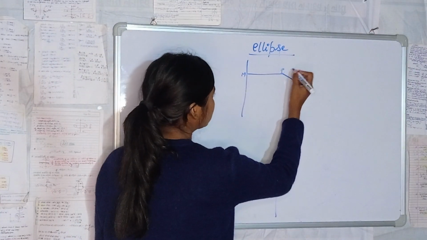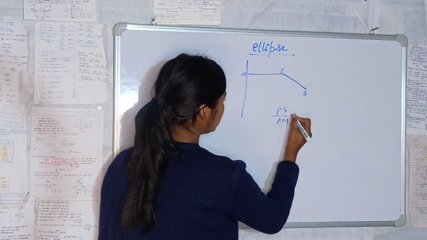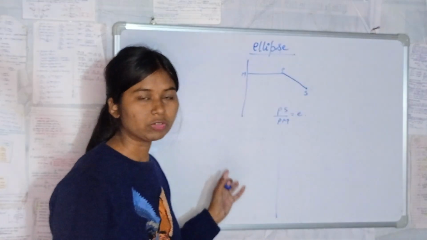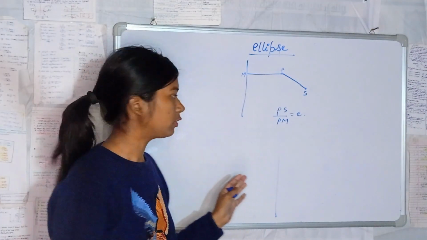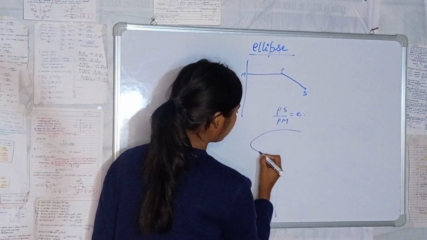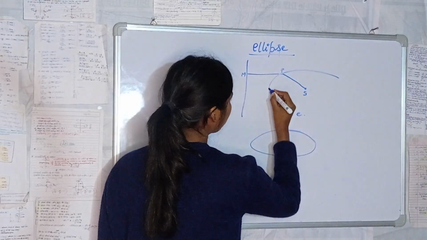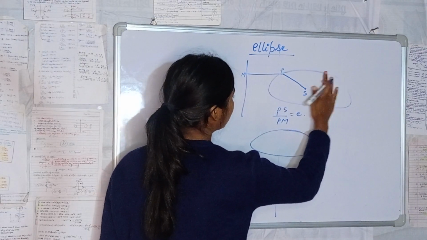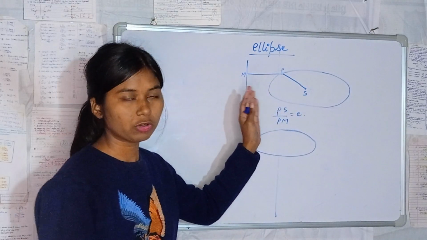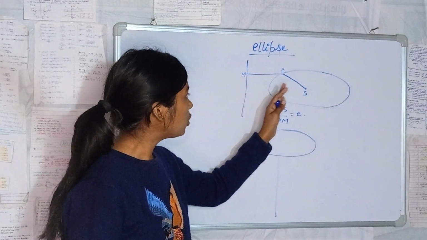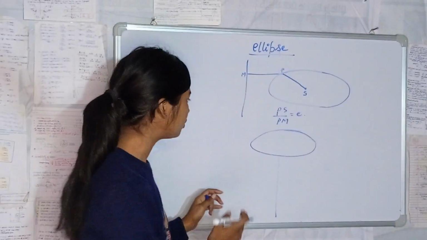So let's draw this. The condition is that PS upon PM comes out to be E. Then we call it an ellipse. Okay, so this is basically the condition given for this. If you draw in such a way, through a fixed point and a fixed line, it comes out to be an ellipse. This is the very basic definition of an ellipse.